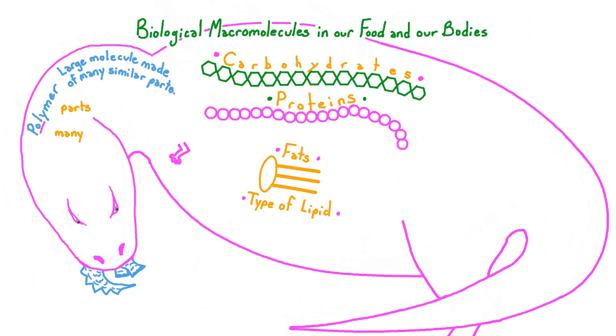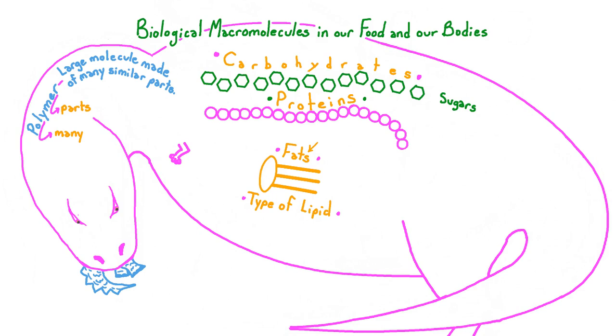The word root poly means many, and the word root mer means part. And a polymer is a large molecule made of many similar parts. You can see this easily in the carbohydrate and protein diagrams, since they look a little bit like long trains made out of smaller train cars. But fats are a little bit different, and not all references consider them to be real polymers, but we will be considering them as such.